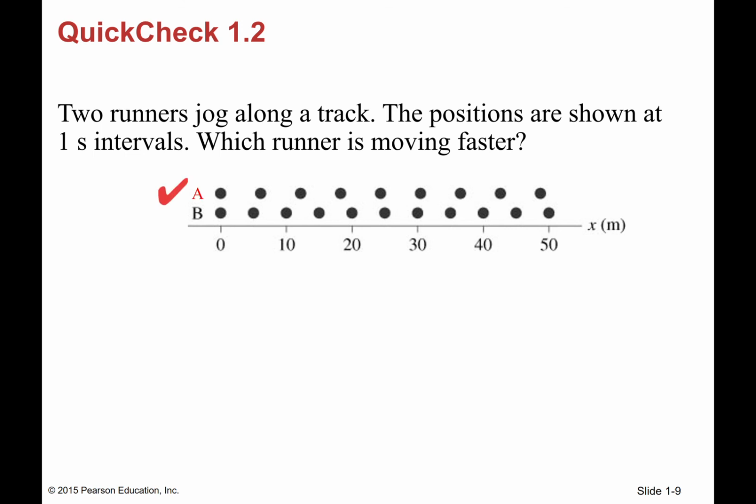Okay, we can see that A is the runner that is moving faster, and the way we see that is that this guy was here at time 0, times 1, 2, 3, 4, and so on, and this guy was here at 0, 1, 2, 3. So the time steps are the same, but the distance for A is greater than B, so this guy is covering more distance per unit of time, so therefore he is moving faster.